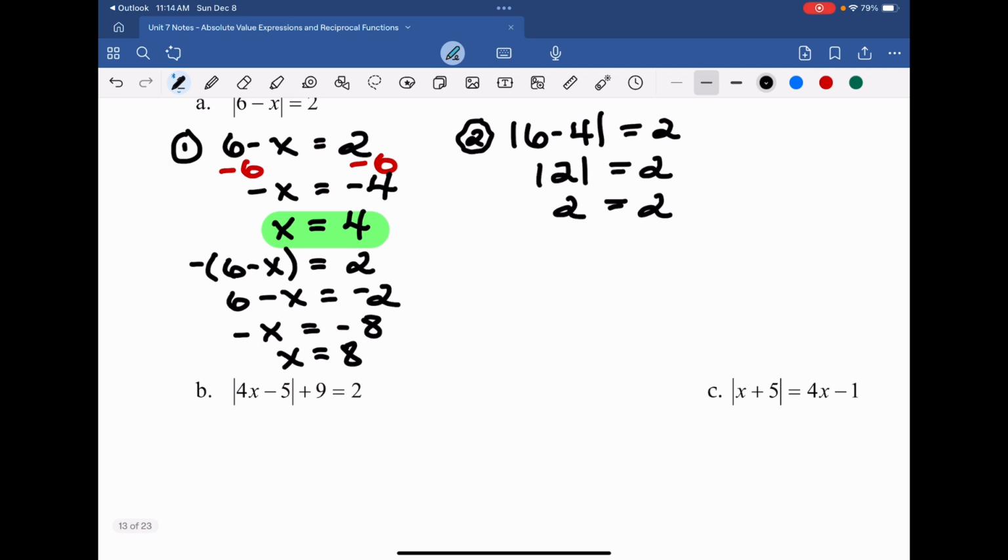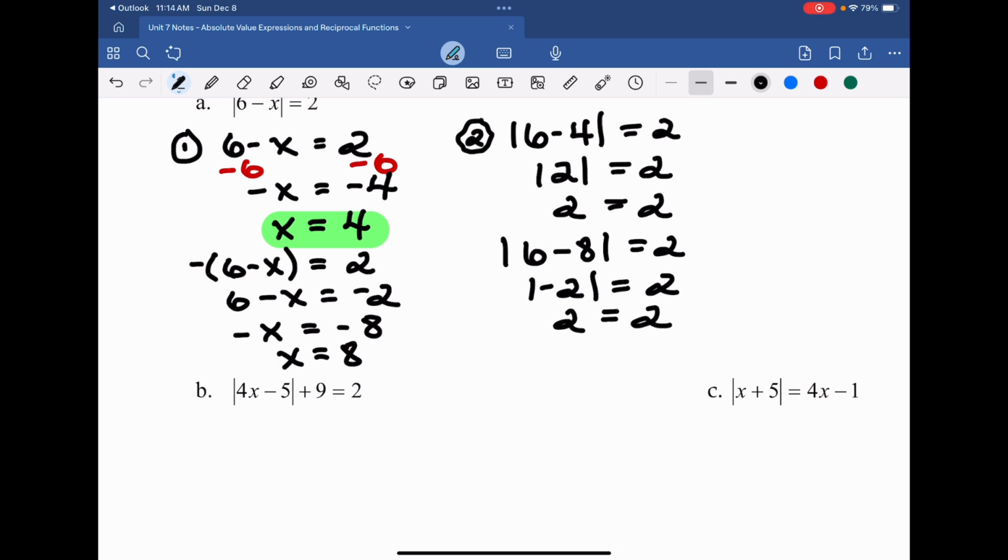We're happy with this. Okay, let's do the same thing with our other value. We take our 6 and we subtract our other value, which is 8. Absolute value equals 2. We get negative 2 as an absolute because 6 minus 8 is negative 2. Absolute of negative 2 is 2, so 2 equals 2. And if left-hand side equals right-hand side, these are both valid solutions, and we're happy with both of these.